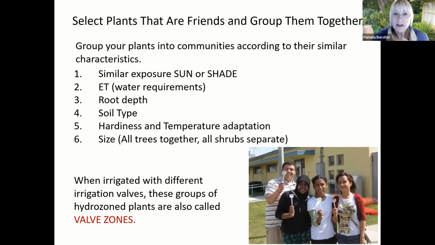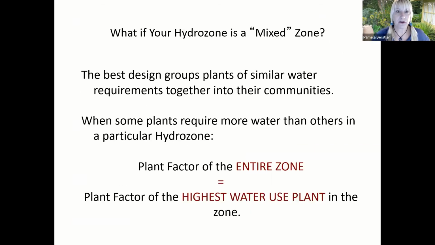So there are a bunch of different ways you can hydrozone, but the most important way to hydrozone is by water requirement. And then those hydrozones will resolve themselves into valve zones. So in your landscape, you're going to have different irrigation valves controlling the water going to the different hydrozones. Now, what happens when you have a mixed hydrozone? How do you evaluate it for landscape water requirement? It's a bit of a challenge, because if you have a mixed zone where there's some moderate water use plants and there's some low water use plants, what do you do?